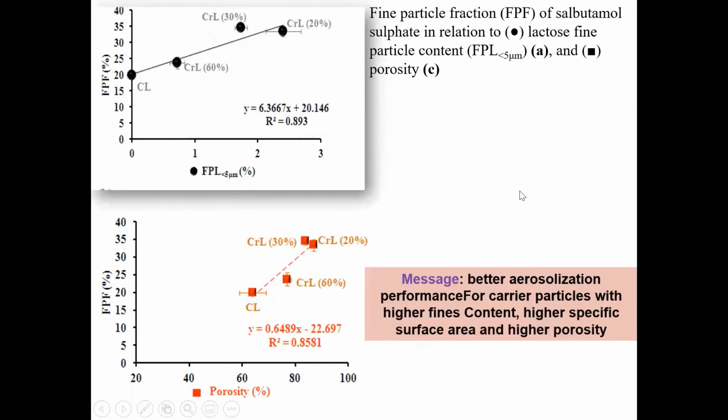So what we did actually, we plotted fine particle fractions obtained for all formulations against the amount of fine particle lactose. We correlated them very well. We can say you can predict what's going to happen. So commercial lactose gives you smaller or no fine particle lactose, and you get poor fine particle fraction, or the smallest fine particle fraction. But when you increase the amount of fine particle lactose up to 3%, you will get better results in terms of fine particle fraction, and that could be another reason.